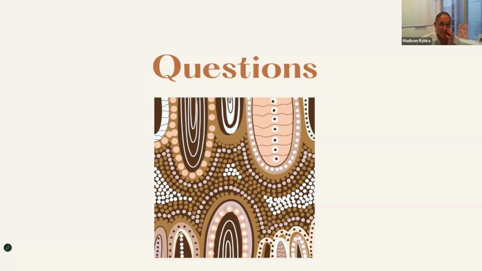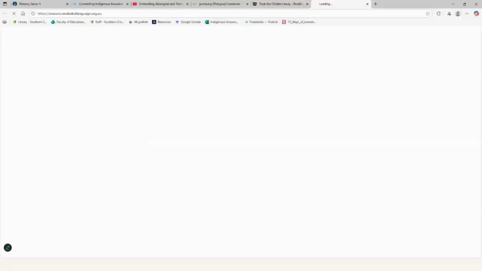So what website is it from? It is from awabakallanguage.org.au. Let me have a quick look. I can send the link if that's easier. That'd be great. Another place I would also reach out to is Wollotuka at the University of Newcastle too. They've got some great resources. Oh, perfect. Here's your link.